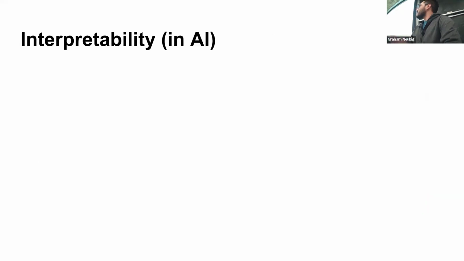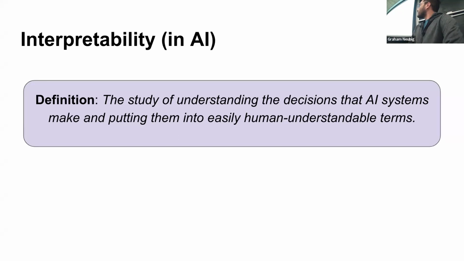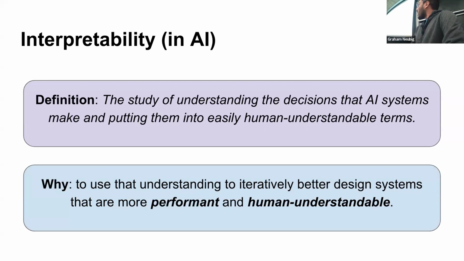So interpretability in AI: the definition is that it's the study of understanding the decisions that AI systems make and putting them into easily human understandable terms. This can mean a lot of different things, and this is often really hard. And the why is to use that understanding to iteratively design better systems, that are more performant, but also more human understandable.